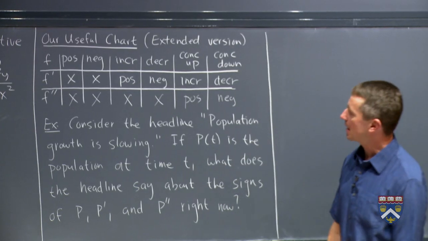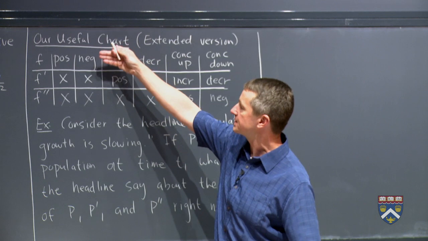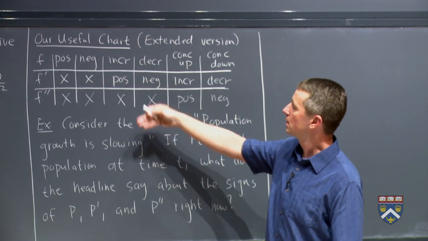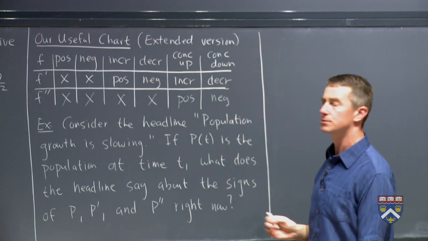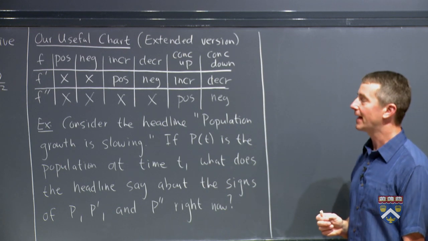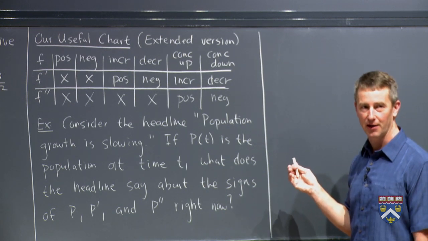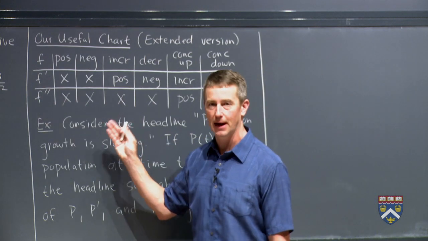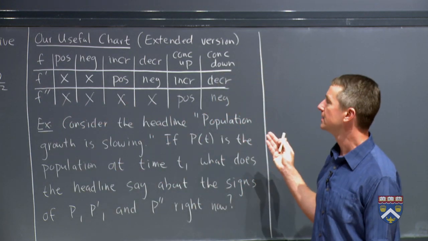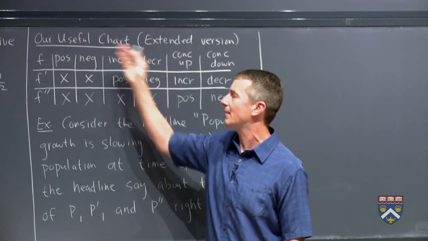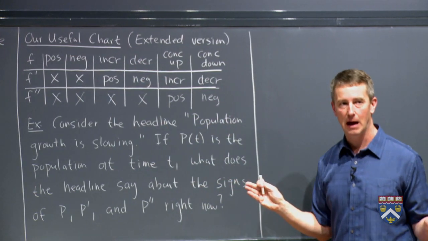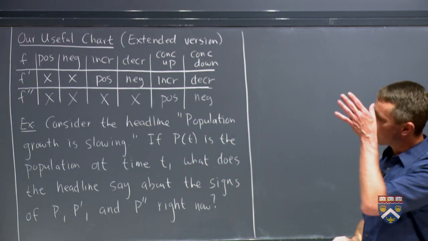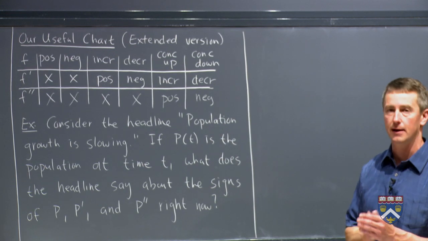So one thing that you have probably noticed is that in this chart, every time we move down one row, everything slides over two columns. Meaning that, should I even bother to draw a next row on this? No. What would the next row be for f triple prime? It would just be all x's, right? So just knowing these features about f tells us nothing at all about f triple prime. So there's no point in even trying to draw a third line here.